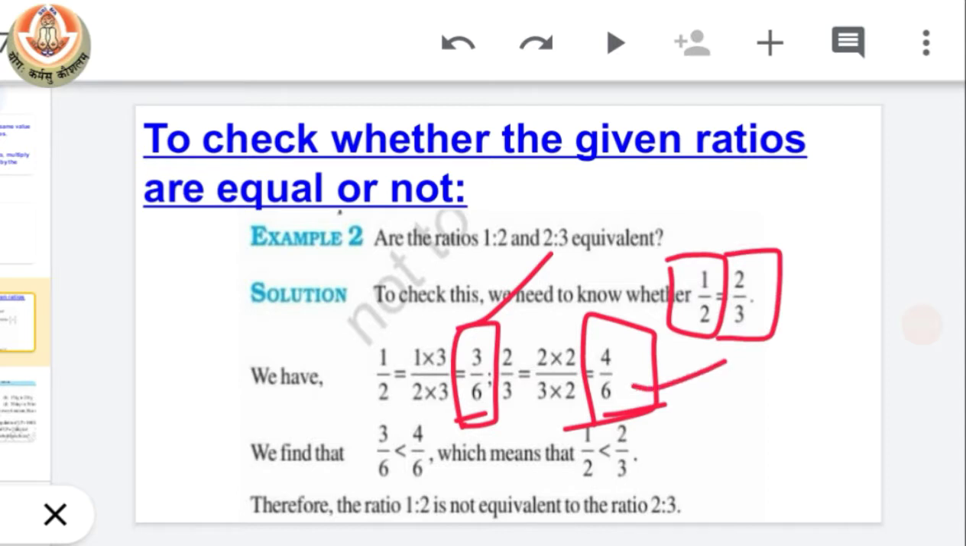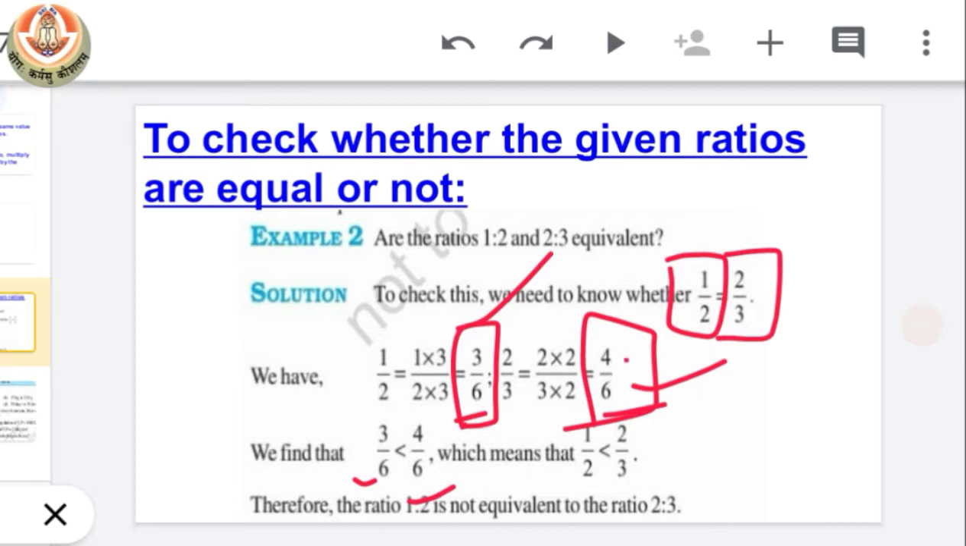Now we can easily compare these fractions as their denominator is the same. So we only have to focus on the numerator. Whose numerator is bigger, that fraction is greater than the other one. So you can see here 4 by 6 is greater than 3 by 6.